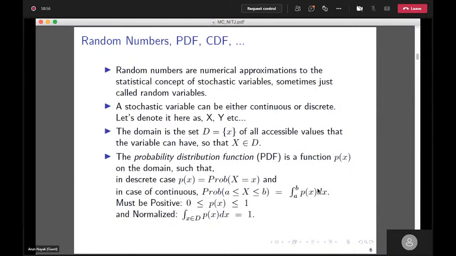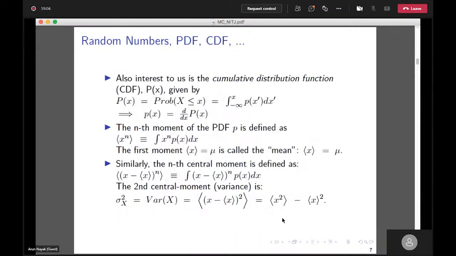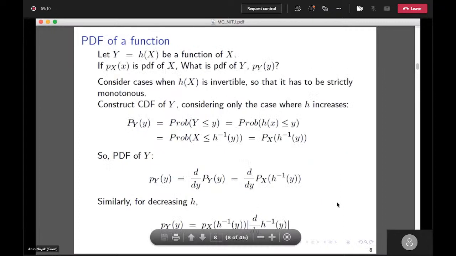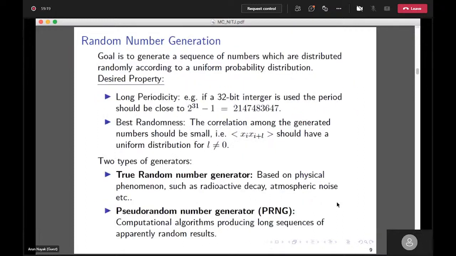Then I will not go through the PDF and CDF. I guess you already had enough of this in your previous lectures. I hope that you know what a PDF and a cumulative distribution function are, then the PDF of a function of a random variable and how to get them.